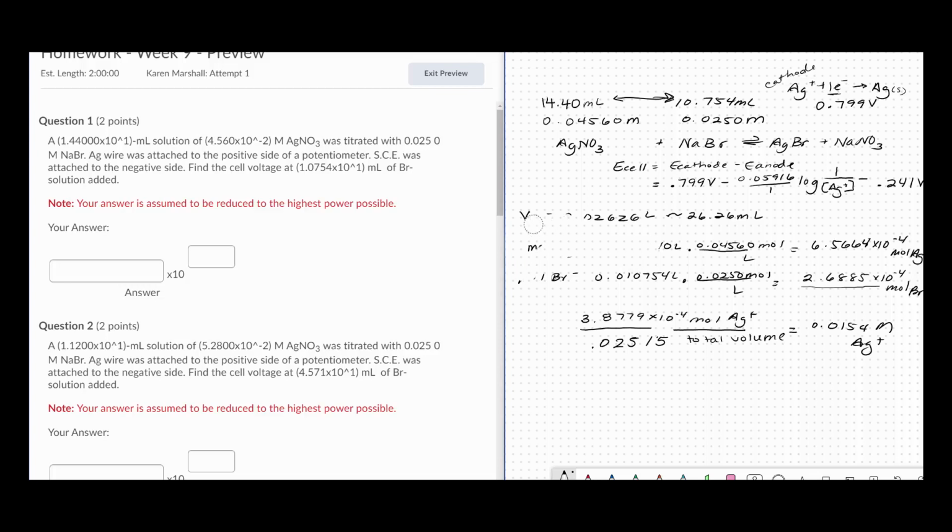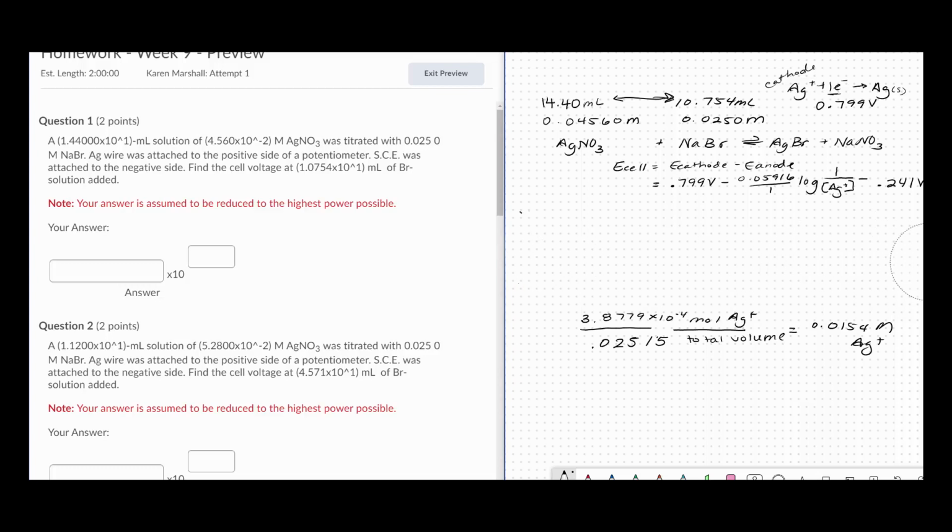So now I come back up here to my E cell equation, and now I can fill in the concentration of that silver, because that's what all of that calculation was for, 0.0154. And I'm just going to leave this in my calculator. It's easier. And I'm going to crunch those numbers.